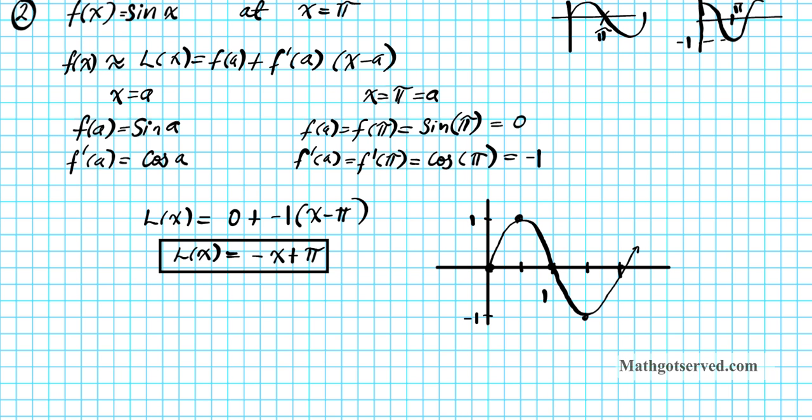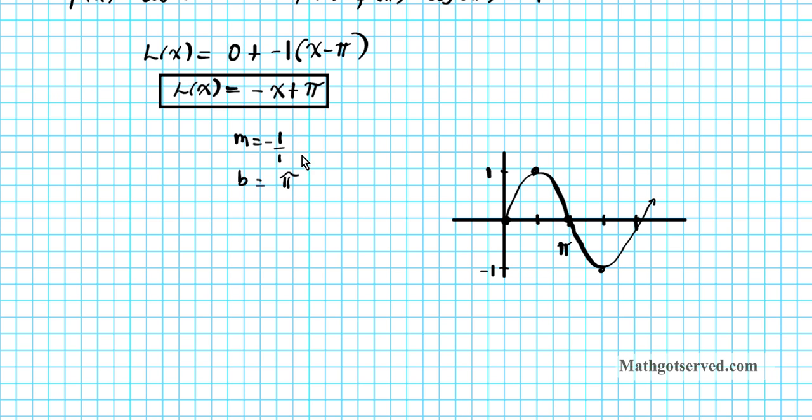Now this right here is the point that we are finding the linearization at. So we have negative x plus pi, so we can see that m is negative 1 over 1, and our y-intercept b is pi. Okay, now to graph our y-intercept, we need to stretch out our y-axis a little bit higher. We know that b is approximately 3.14. Okay, so this is 1, 2, 3, and then we can say pi is somewhere around here.